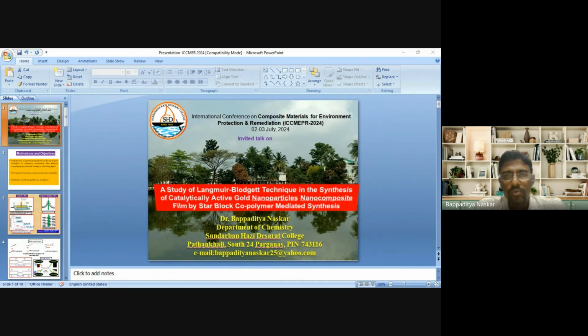In most cases we have seen that a reducing agent and a capping agent are always required. But here, we are trying to use a copolymer that doesn't need any separate reducing agent or capping agent. When we prepare such interfaces in the copolymer phases, the composite becomes a nanocomposite, and we can apply that material as a catalyst. So before going into details, what is a Langmuir film?